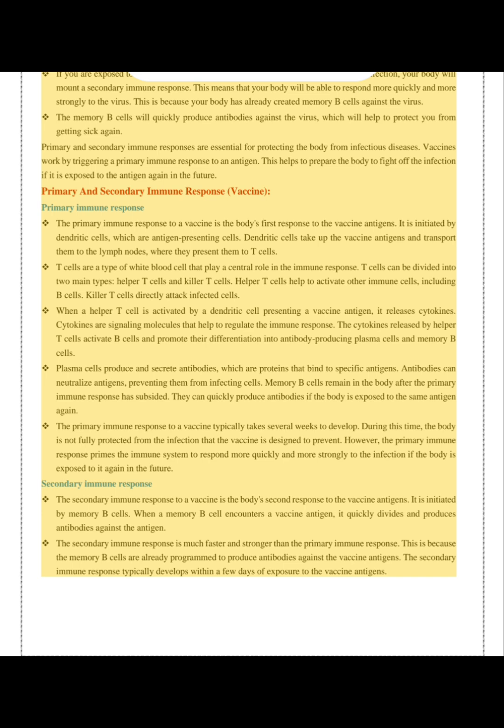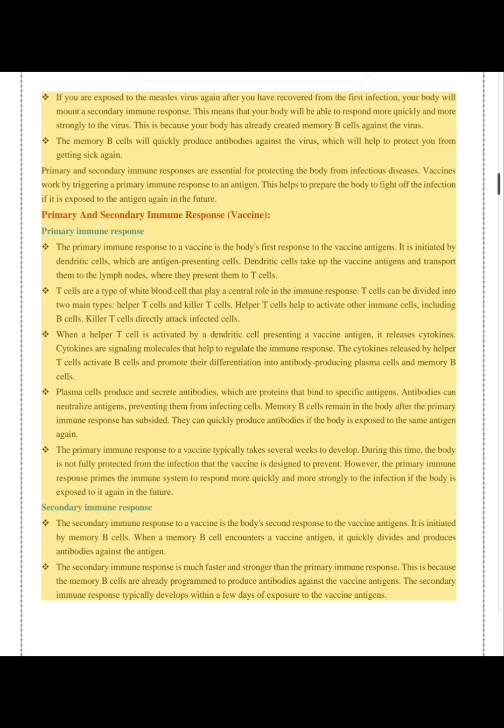If you are exposed to the measles virus again after you have recovered from the first infection, your body will mount a secondary immune response. This means that your body will be able to respond more quickly and more strongly to the virus. This is because your body has already created memory B cells against the virus. The memory B cells will quickly produce antibodies against the virus, which will help to protect you from getting sick again.